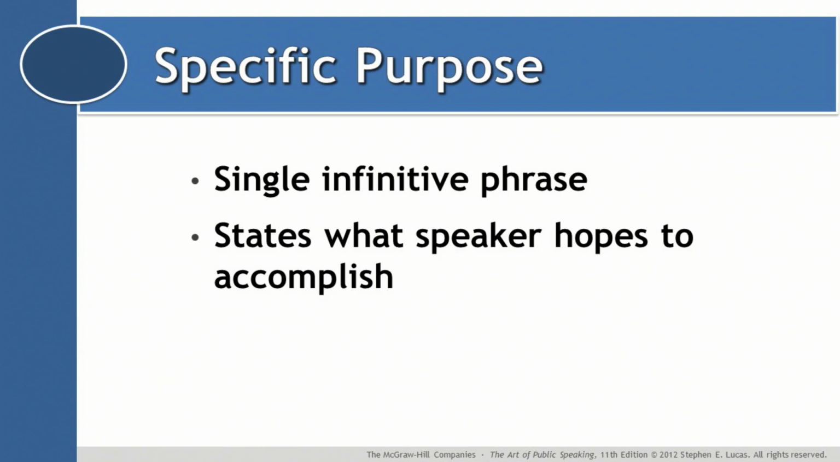Our specific purpose is a single infinitive phrase. It states what the speaker hopes to accomplish. If we take our three general purposes, to inform, to demonstrate, and to persuade, and we make those more specific into a single infinitive phrase, we might start out with first, today I'm going to inform you about the history of NASCAR. Or, today I'm going to demonstrate to you the 12 steps in making chocolate chip cookies. Or, today I'm going to persuade you to recycle and not buy styrofoam.